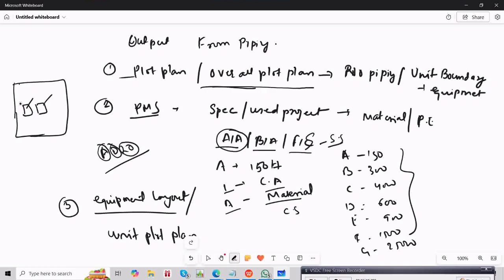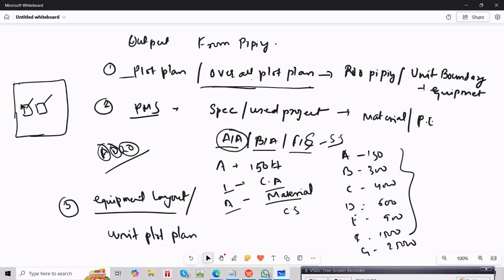One is called the overall plot plan, which consists of all the units, and the equipment layout is also called the unit plot plan, which means inside a unit how the equipment is arranged. Got it.